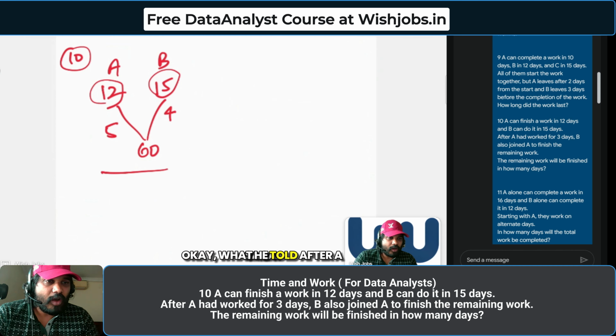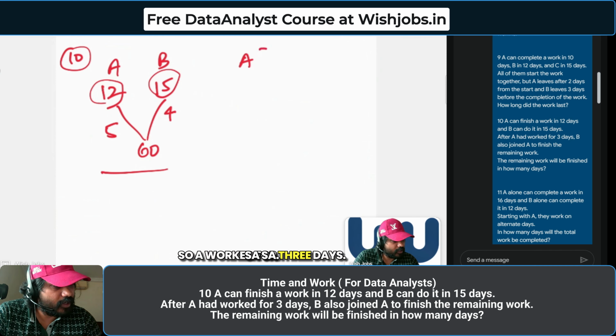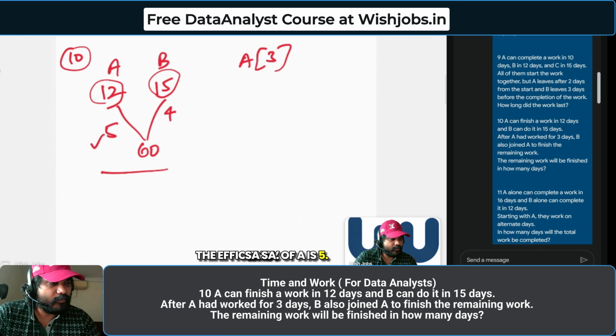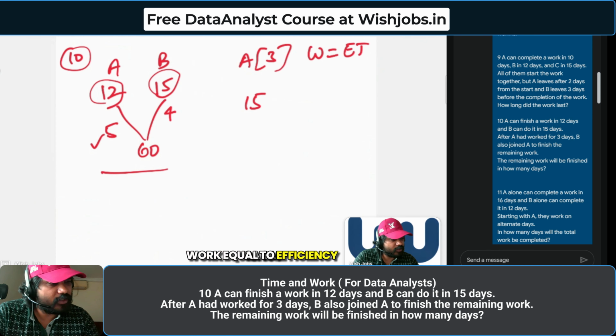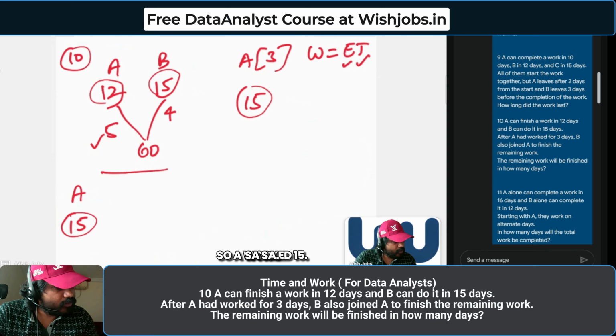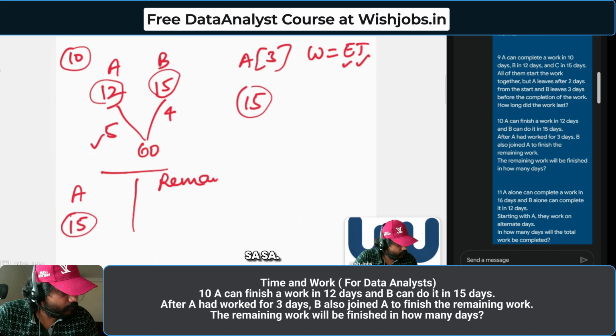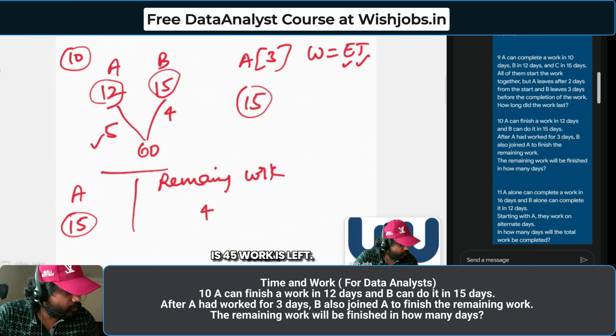Okay. What he told, after A had worked for 3 days. So A worked for 3 days. The efficiency of A is 5. If he worked for 3 days, he will complete 15 work. With the same formula, work equals efficiency into time. 3 days and efficiency is 5. The work done is 15. So A worked 15. So the remaining work is 45 work is left.